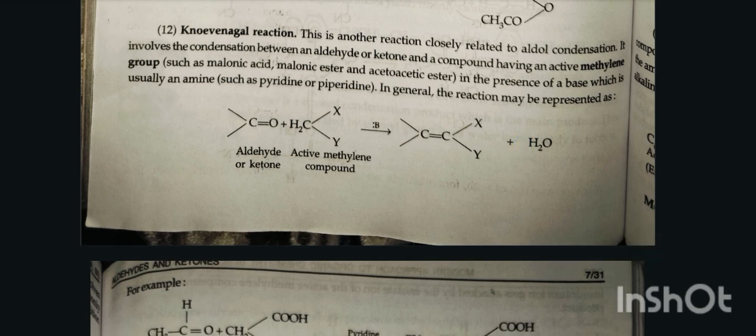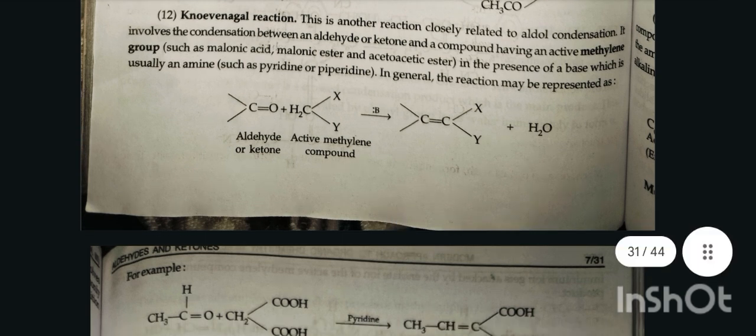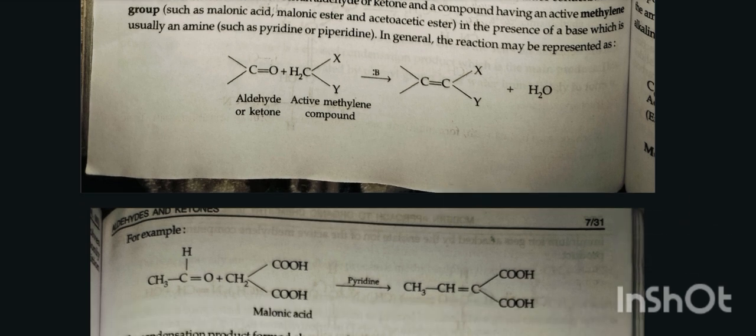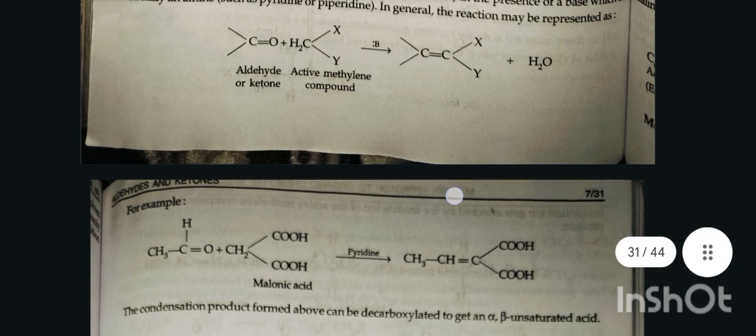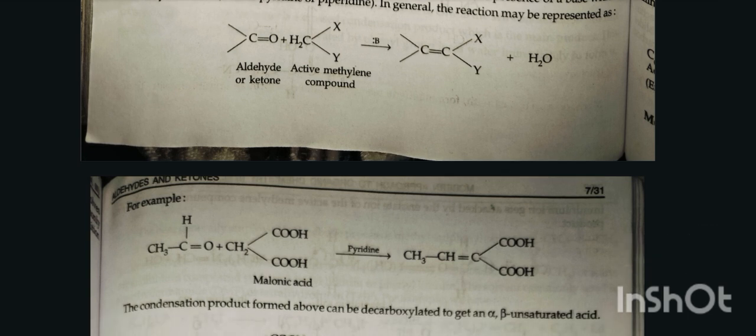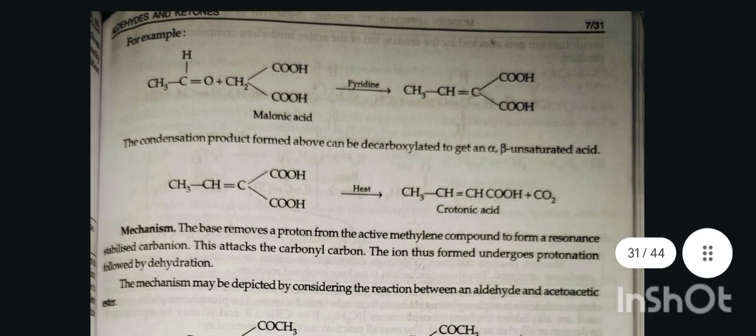12th is Knoevenagel reaction. This reaction is closely related to aldol condensation. It involves the condensation between an aldehyde or ketone and a compound having an active methylene group such as malonic acid, malonic ester, and acetoacetic ester in the presence of a base which is usually an amine such as pyridine or piperidine. In general, the reaction may be represented as aldehyde or ketone plus active methylene compound gives C double bond C XY plus H2O.